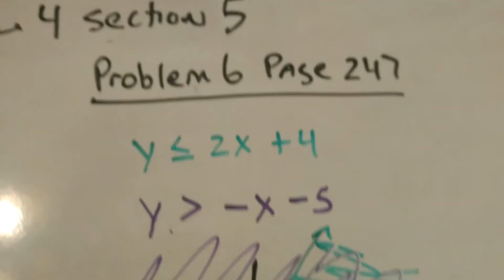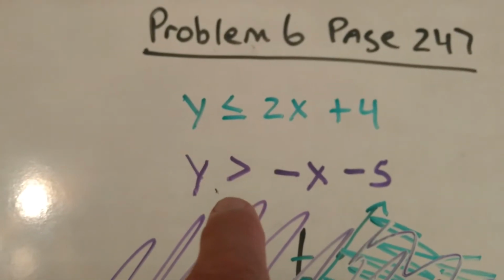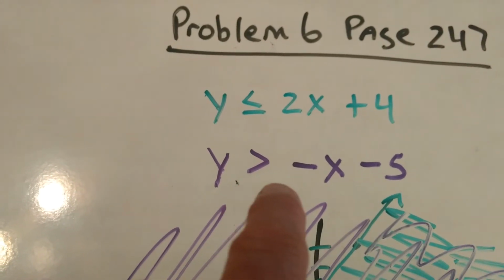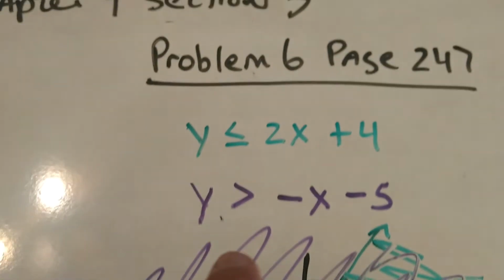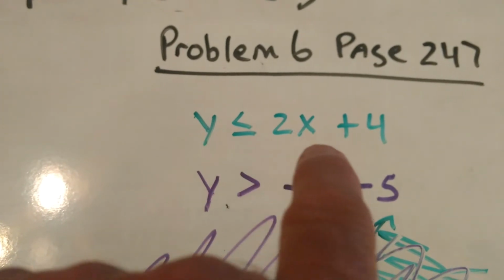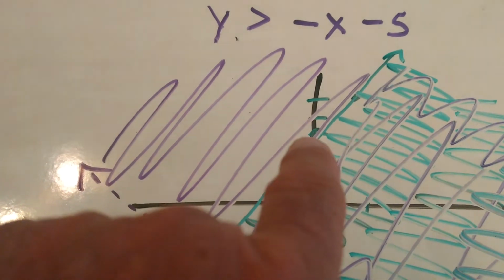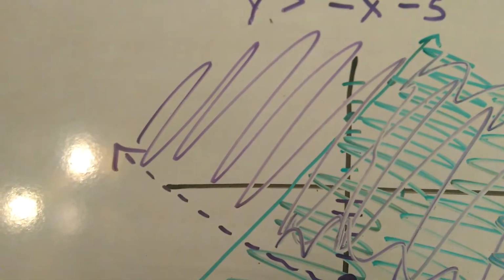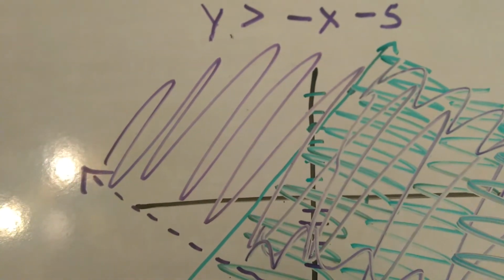We come over here, I chose to do problem 6, page 247. The only thing I did was, when you look at problem 6, this was a greater than or equal to. I made it just a greater than so you could see about the dashed line. So the first one we're going to do is graph y is less than or equal to 2x plus 4 in green. So we start off with a y-intercept of 4. We go up 2 and over 1. There's our green line here. It's less than, so we're going to shade everything below the line.